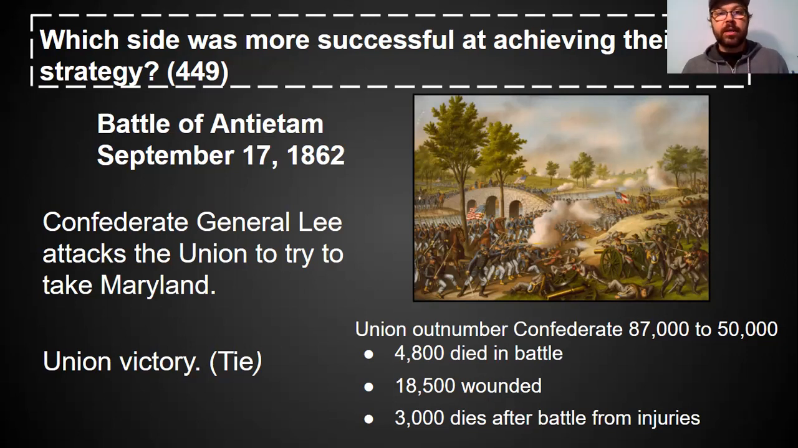Nobody's going anywhere. And this is generally, didn't even do that on purpose. Anyway, this is generally a success for the Confederacy.